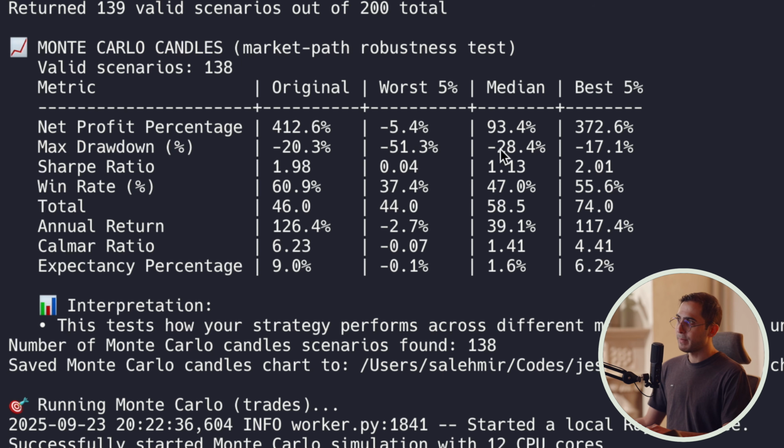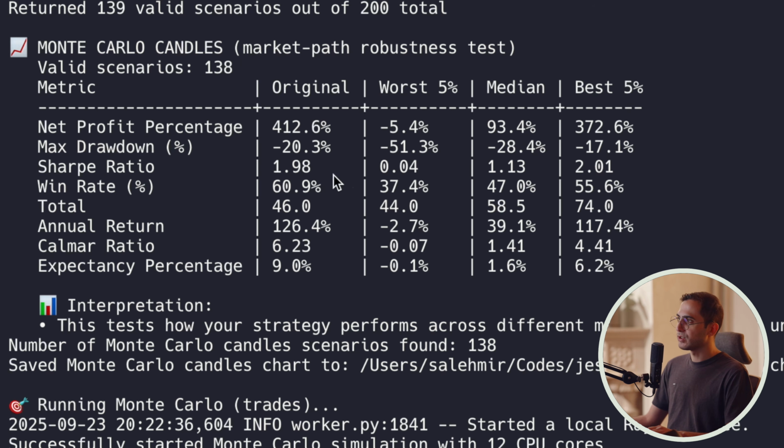The median had a max drawdown of minus 28%. So this is what I really like, because my risk tolerance allows me to take as much as minus 30% drawdown. And if the median of the simulations is only minus 28%, that means it's good enough. So even if I wasn't as lucky as the original backtest, the max drawdown would have still been acceptable for me. And in the best 5%, it was actually minus 70%. So it was even better. And what I want to see is if the original backtesting was worse than the best 5%. So I don't want it to be inside the best 5%.